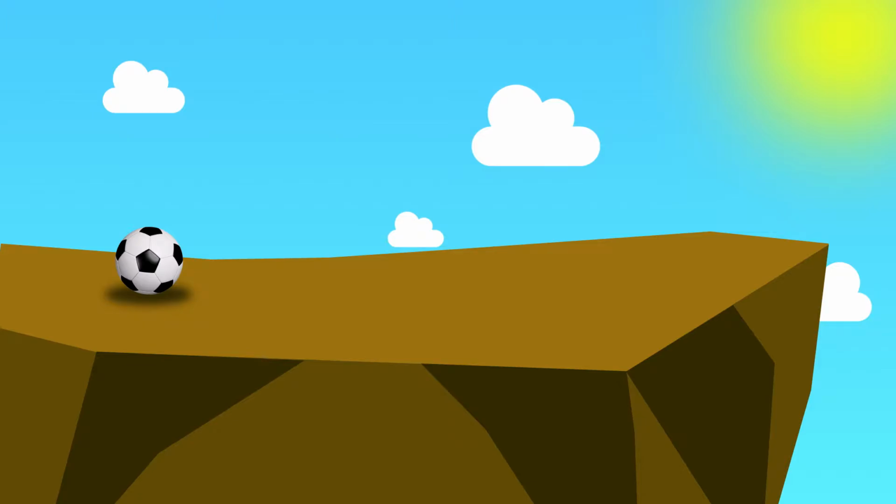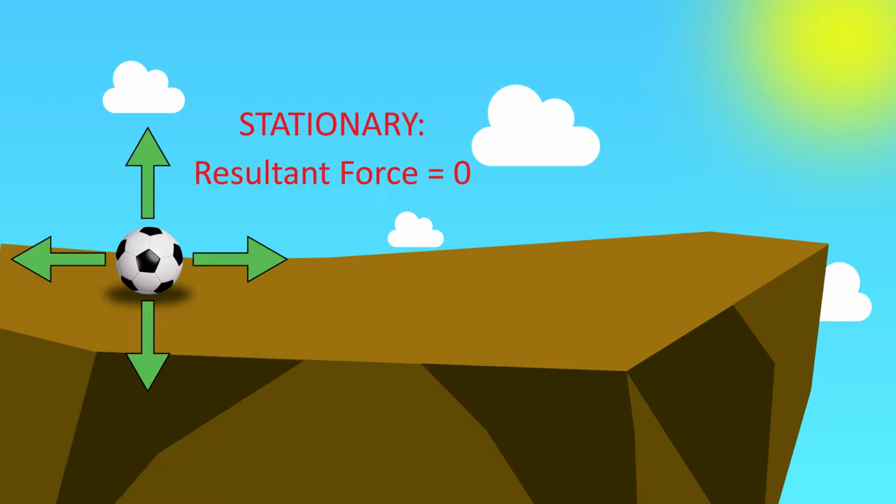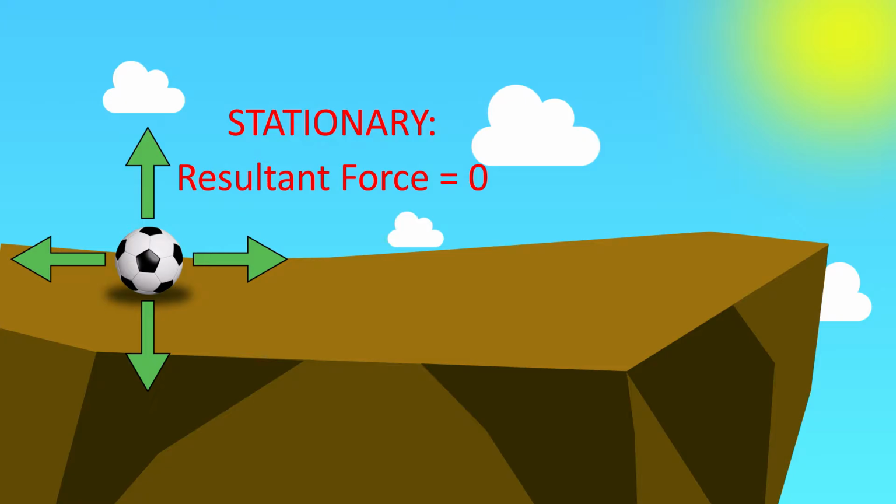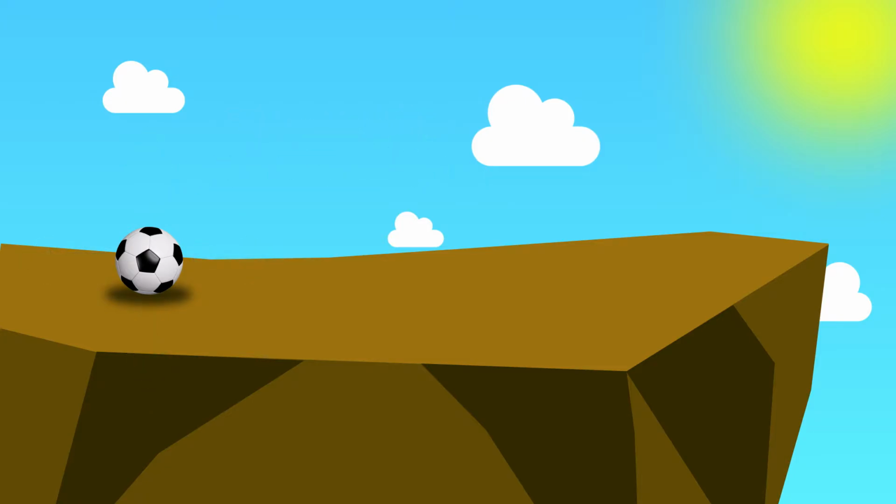The way in which an object moves can help us figure out what kind of resultant force is acting on it. In this example, the football is stationary. If something is not moving at all, the forces acting on it must be balanced. This means that the resultant force is equal to zero. Pretty easy, right?